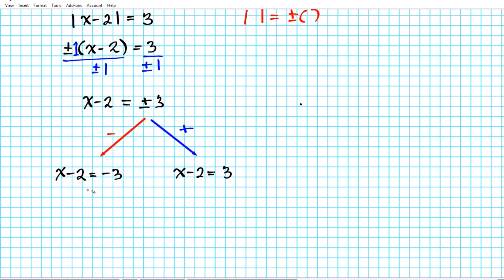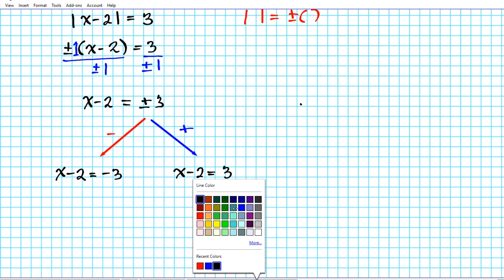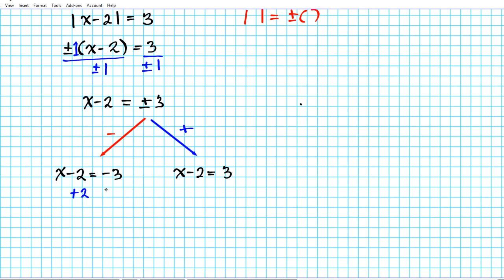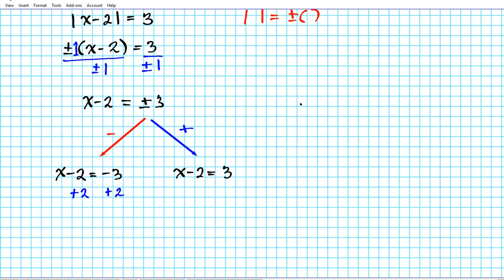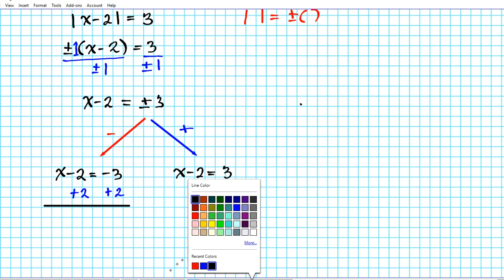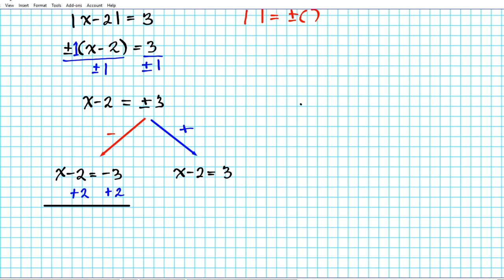Okay? Alright, let's go ahead and solve the first one. This one can be solved in one step. You just simply add 2 to both sides of the equation, and that yields x equals, so this adds up to 0, right?